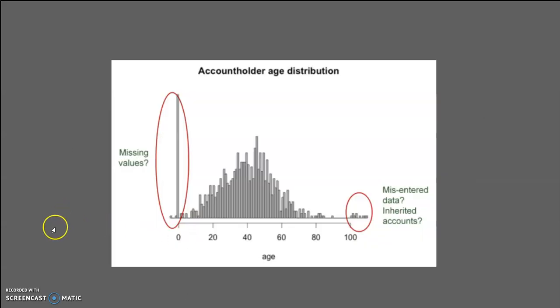Okay, this is an example. This is the account holder age distribution. So this is age, and this is the number of years.